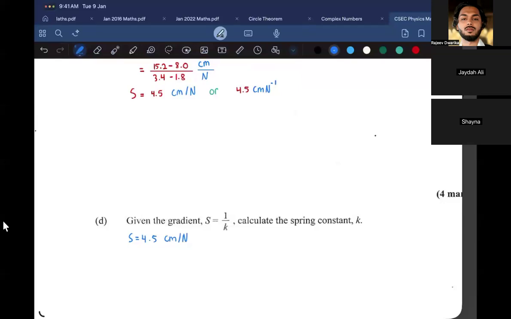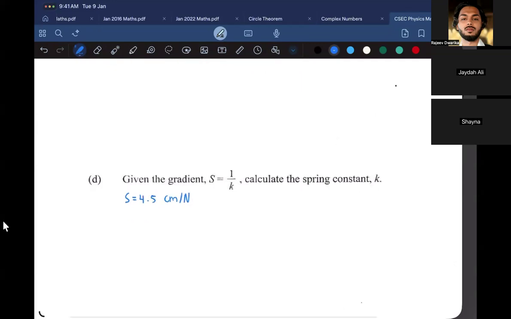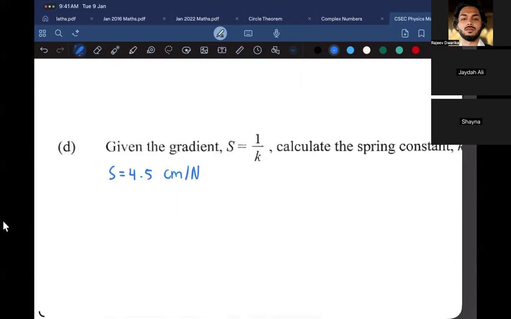Make K the subject of the formula. So it would be K is equal to 1 over S. Yes, that's correct. So check it out, right?